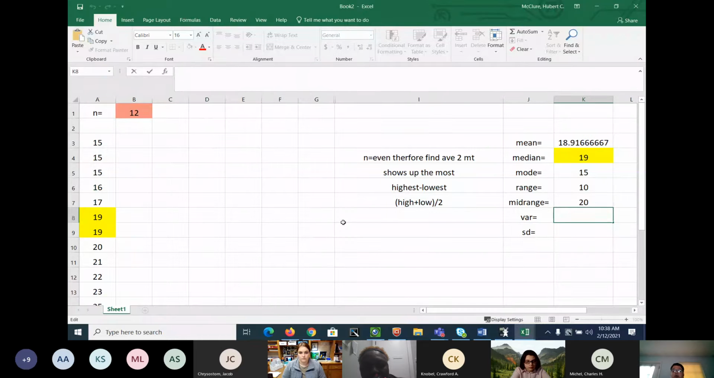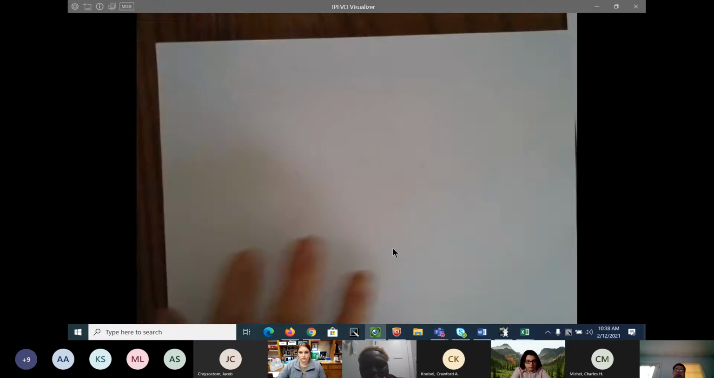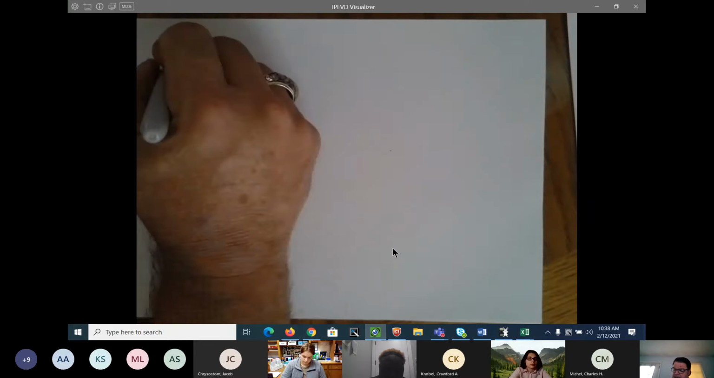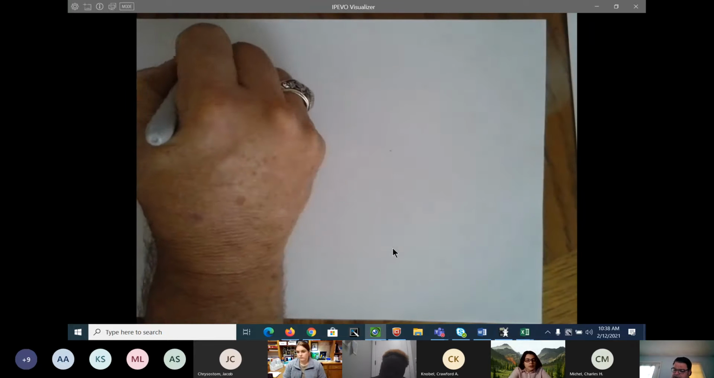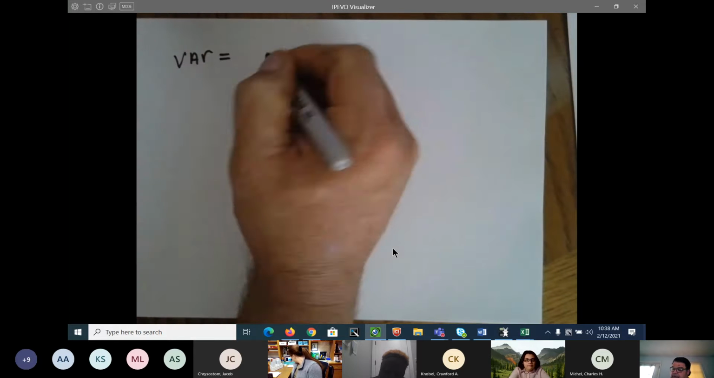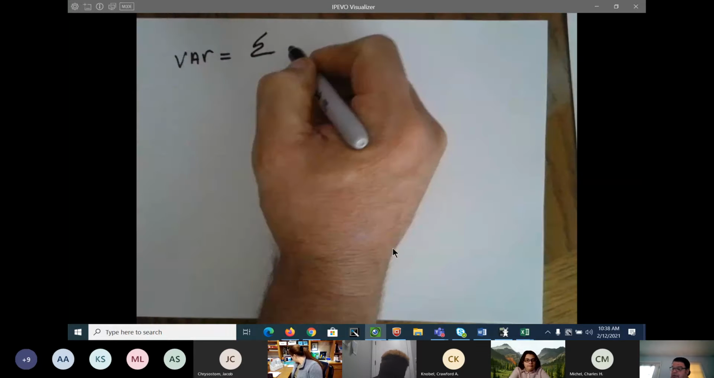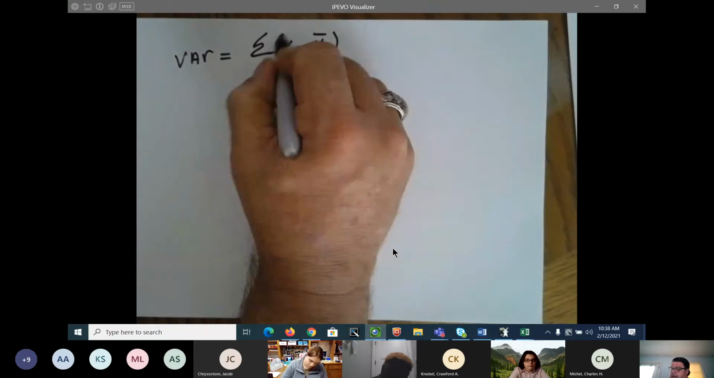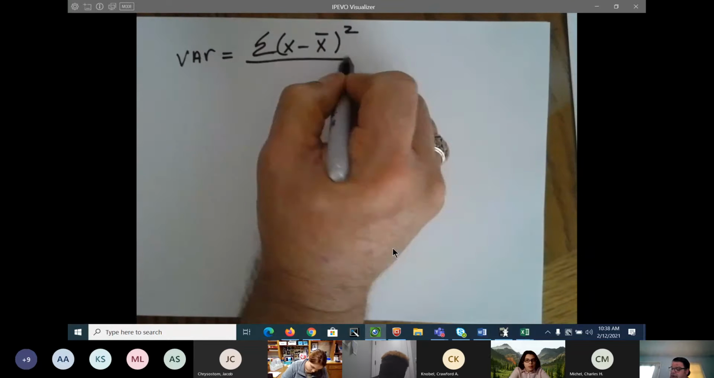But all right, now the variance. So I go to my handy dandy paper right here and we write down the formula so you can read the formula. Variance is equal to the summation of x minus x bar, quantity squared, over n minus 1.